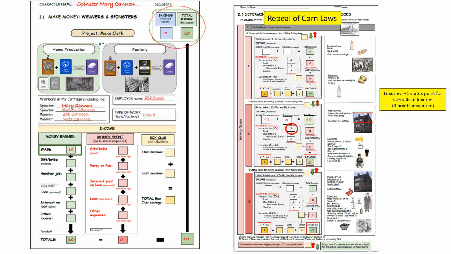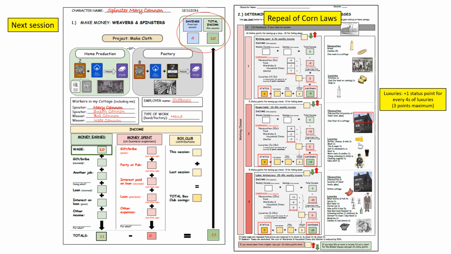She only has 3 shillings, but she does have some savings. But what happens if she gets a raise? Say she gets a 1 shilling raise and goes up from 10 shillings to 11 shillings. Now let's see what happens to her.